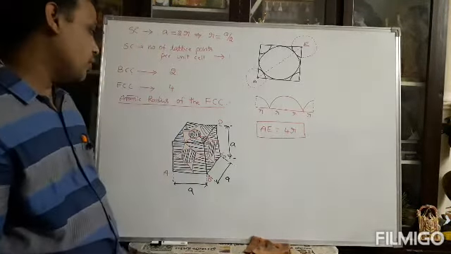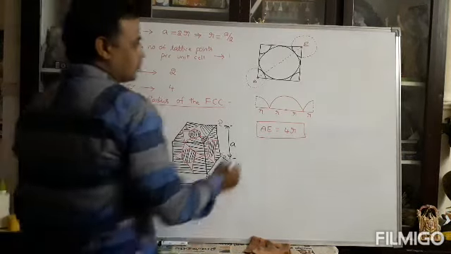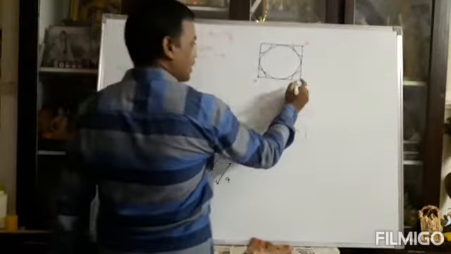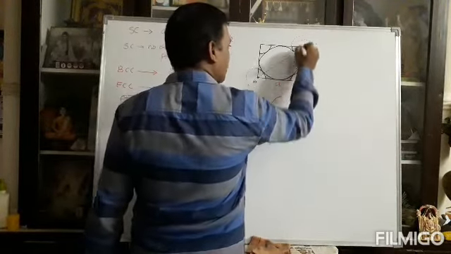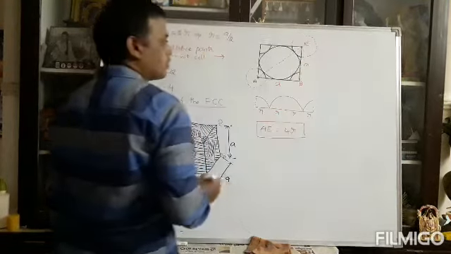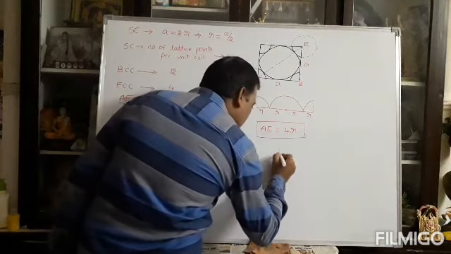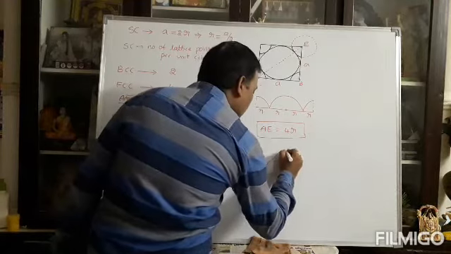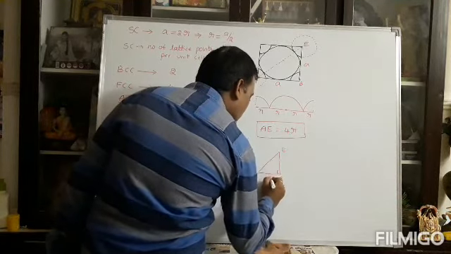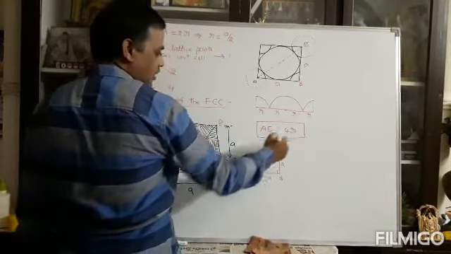In a similar way, you can calculate the small a value with respect to AE. With respect to AE, this point can be taken as B. A to B distance is the lattice constant. B to E distance is the lattice constant. What you require is the diagonal. So you can take it like this: A, B, E. This is a right angle. This distance is a. What you require is this diagonal distance.